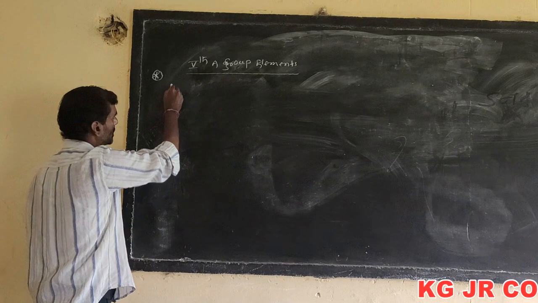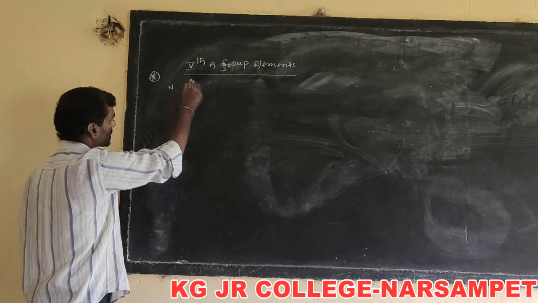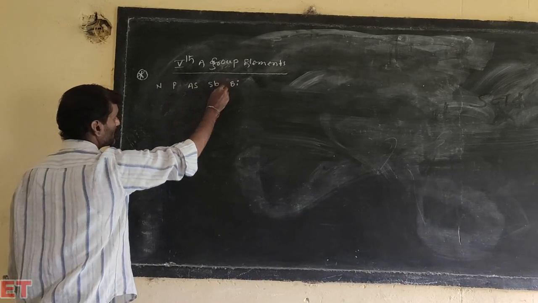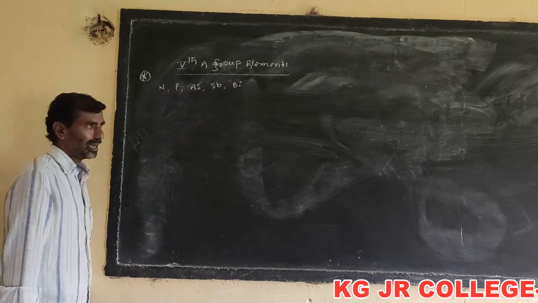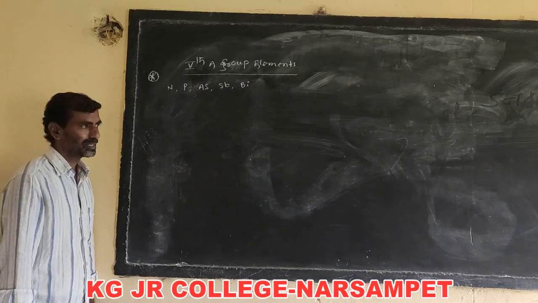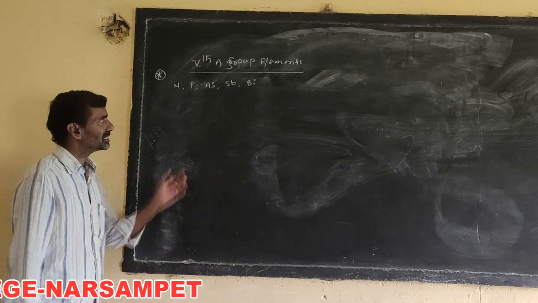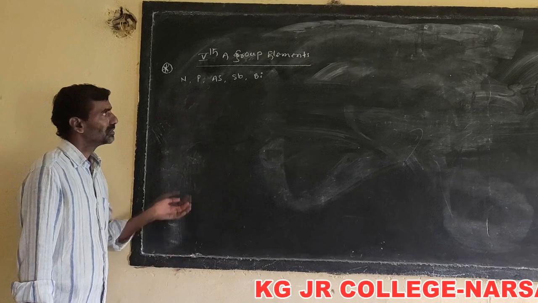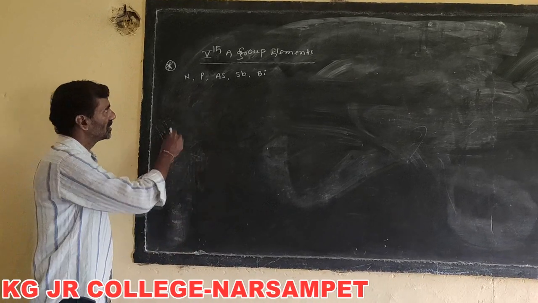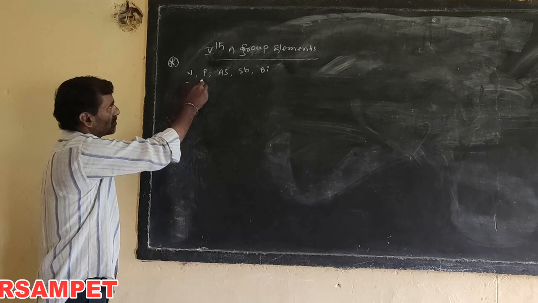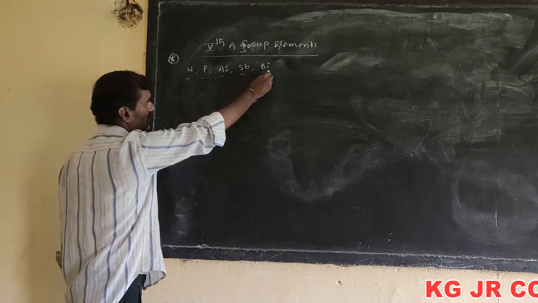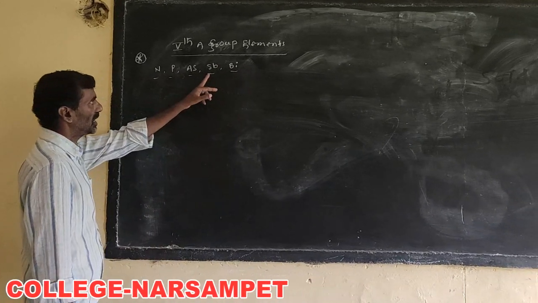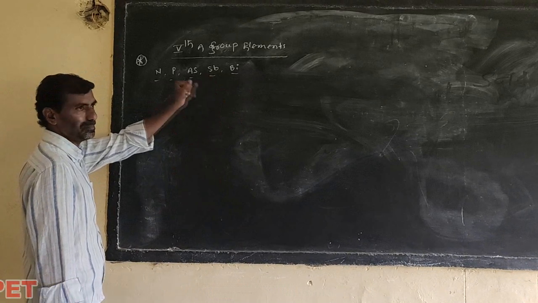Fifth group of elements: nitrogen, phosphorus, arsenic, antimony, bismuth. I'm going to tell about the previous class, or outlines of yesterday's class. Nitrogen, phosphorus, arsenic, antimony, bismuth. The Latin name of antimony is stibium.